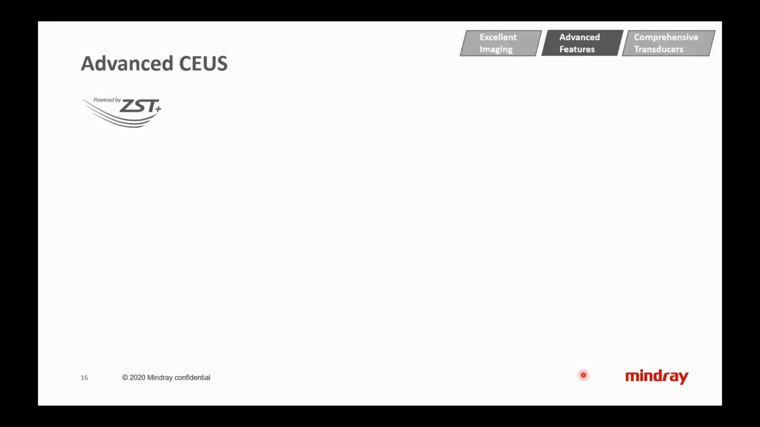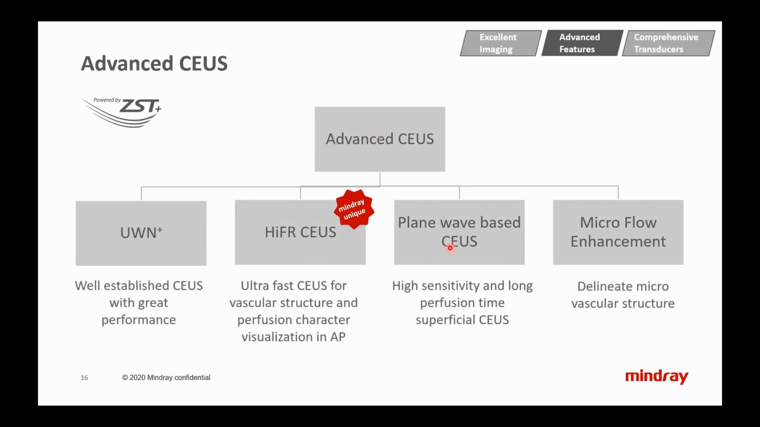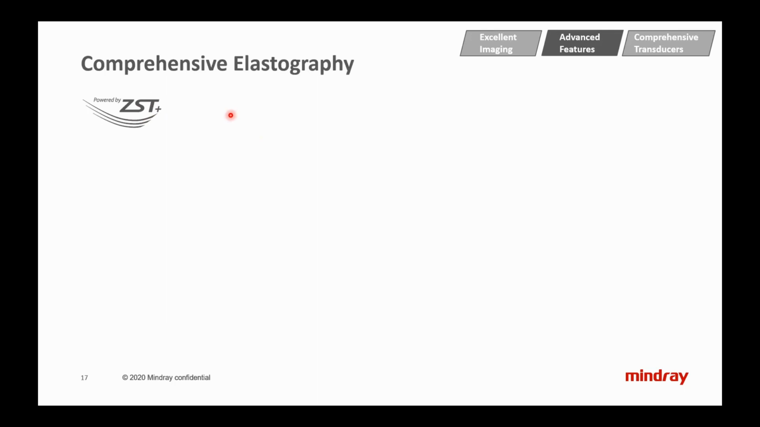Okay, let's see it step by step. What is meant by advanced CEUS? Here for advanced CEUS, I can make an injection for patients and then get an image. So advanced CEUS can work in our machine. Okay, and also for Mindray, we have HiFR CEUS. That is only Mindray technology that can identify the physiological change inside the patient. Okay, that is the features I can work with by CEUS under ZST plus technology.